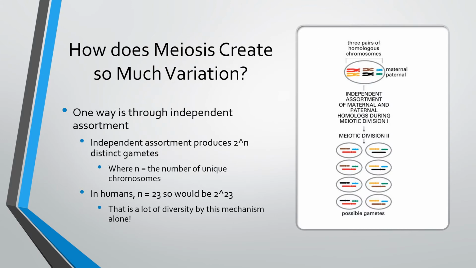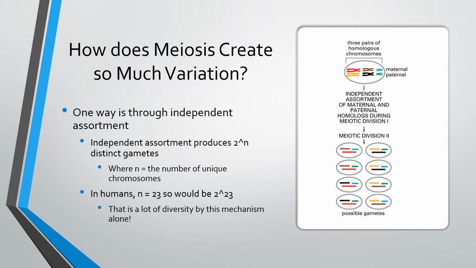So how does mitosis or meiosis create such a variation? One way is through independent assortment. Independent assortment produces 2 to the nth power of distinct gametes, where n equals the number of unique chromosomes. In humans, n equals 23, so that would be 2 to the 23rd power, which is a huge number, over 6 million. That is a lot of diversity by this mechanism alone.